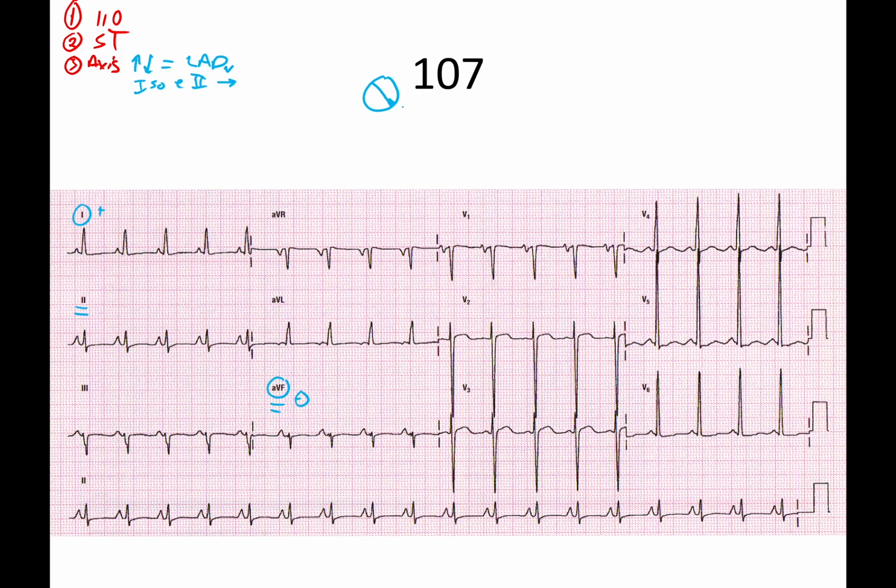here's lead 2, and perpendicular to that one is AVL. We decided we have a left axis deviation, so we're going to stick to this corner, and AVL has a measurement of -30, so AVL, so we're going to say -30 degrees, and left axis deviation. So that's our axis for our mean QRS.